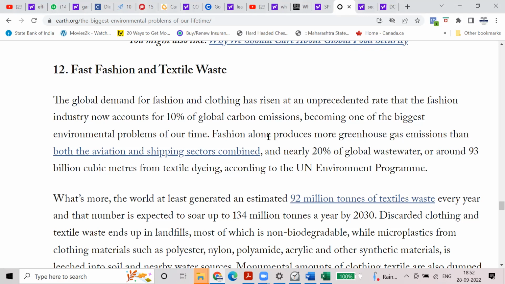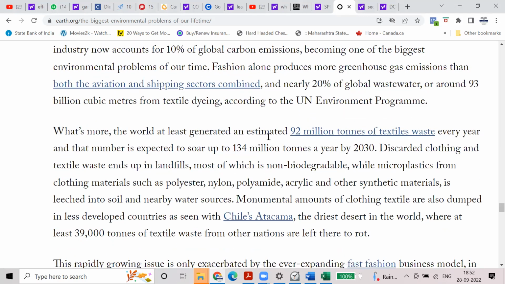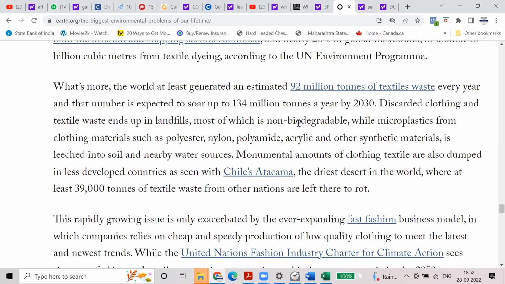In spite of having good clothes of good quality, I'm thinking of disposing of them. That's textile waste. We don't think of it as waste, but it is. These are sometimes non-biodegradable. Discarded clothing and textile waste are in landfills. What is a landfill? Kachra dabba. The landfill is the place where all the waste of the city gets accumulated. Dumping ground, in another parlance. There's one dumping ground in Kanjurmarg.